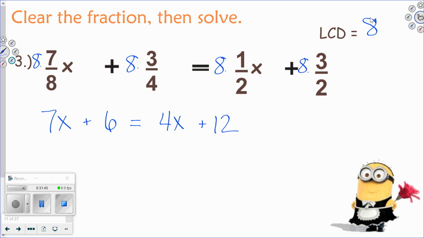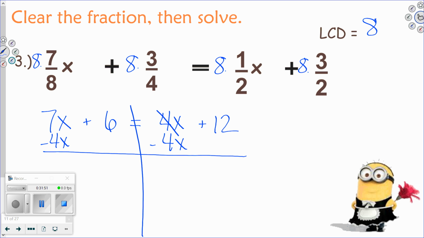All right, so now I'm just ready to solve. So minus the 4x. So we get 3x plus 6 equals 12.